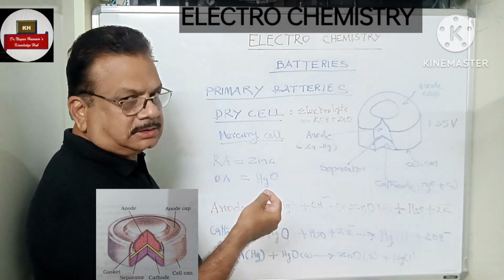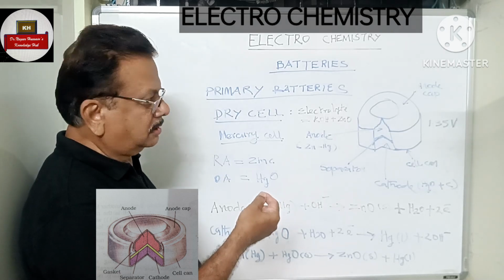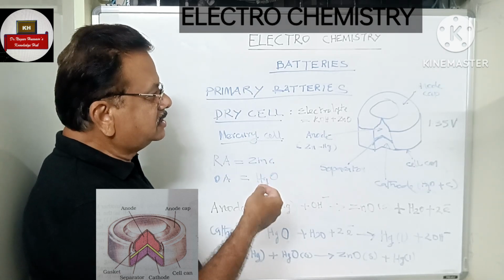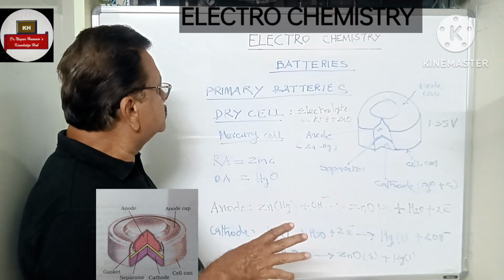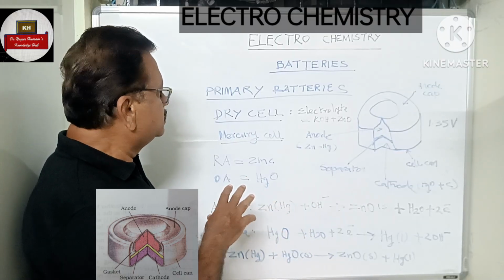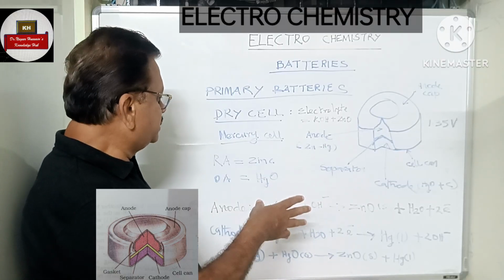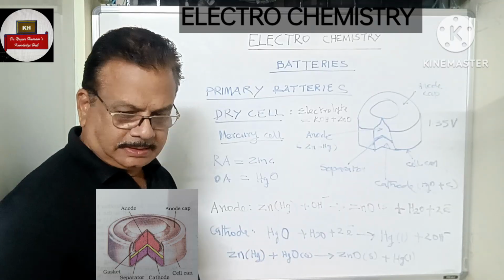Once the charge stored in the cell is consumed, we have to throw it away. So this is a dry cell battery. These are also called mercury cells. Hope you understood.